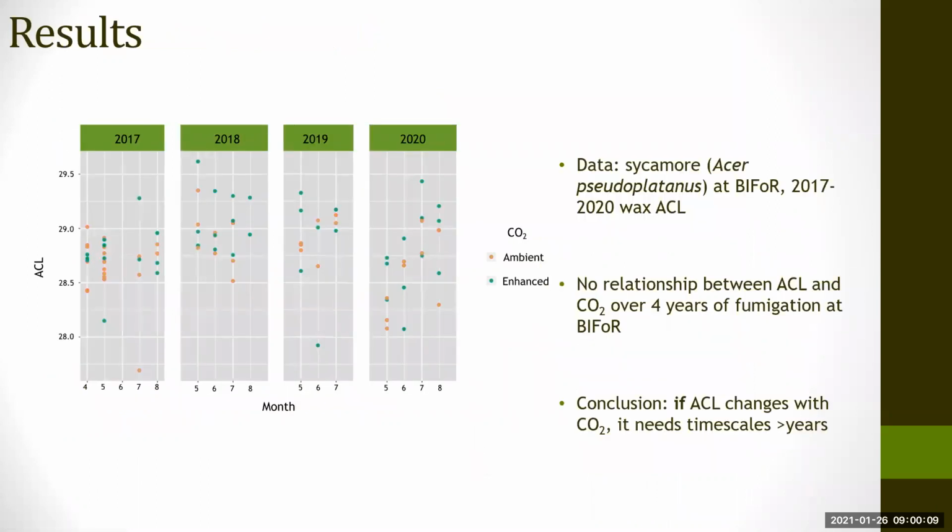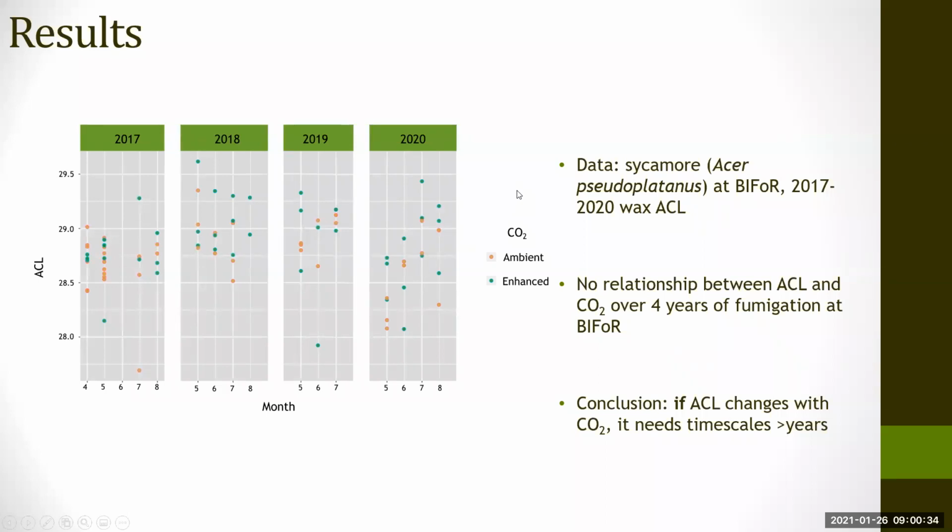So what have I found? It's good news for the geologic status quo. With my BI4 data here, I've got 4 years of data from Acer pseudoplatanus, that's sycamore, at BI4 from 2017 to 2020. And at this point, it's pretty conclusive that at BI4, there is no influence of elevated CO2 on n-alkane ACL at all. This data covers 4 years, and there's no change in 2017, and there's still no change in the 2020 data, so it's not changing over the few years of time I have here.